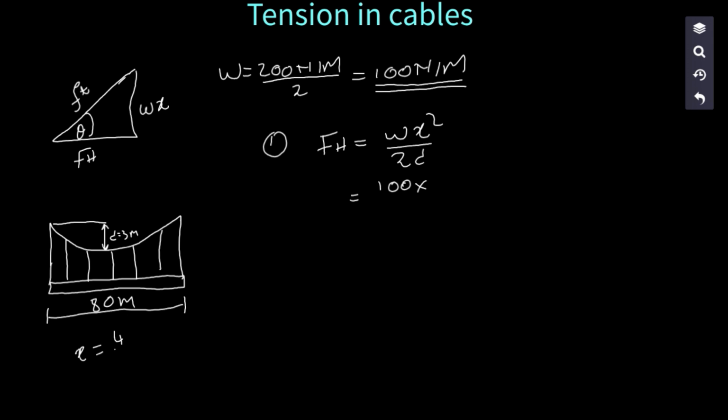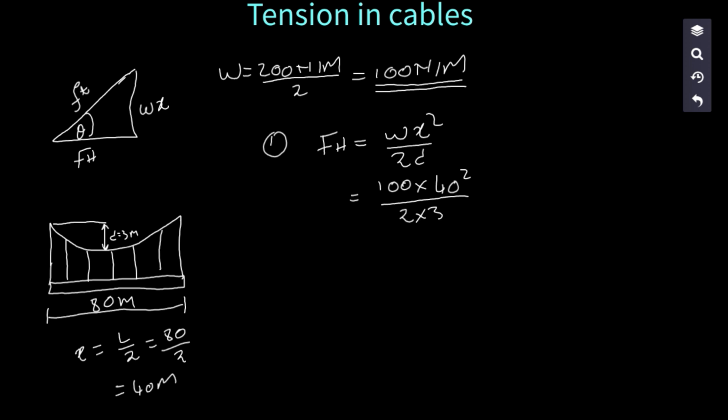therefore our X is equal to L divided by 2. L divided by 2, which is 80 divided by 2, and that will give us 40 meters. Therefore we come here and say 40 squared, all divided by 2 times 3, which is our sag. And here we are going to have our answer as 26.667 kilonewtons. We go to number 2.